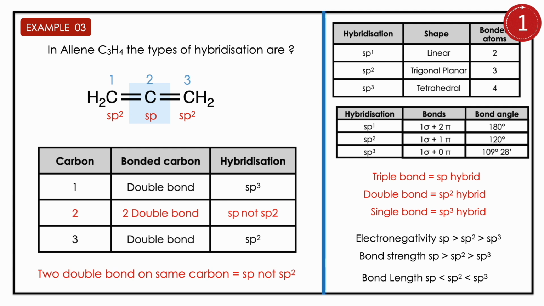If you look at the middle carbon, it is interesting. It is an exception and rare. Carbon connected with two double bonds means it is sp hybridization, not sp2. So the types of hybridization are sp2 and sp3. The concept you have to learn here is two double bonds connected with a single carbon means it is sp hybridization, not sp2 hybridization.